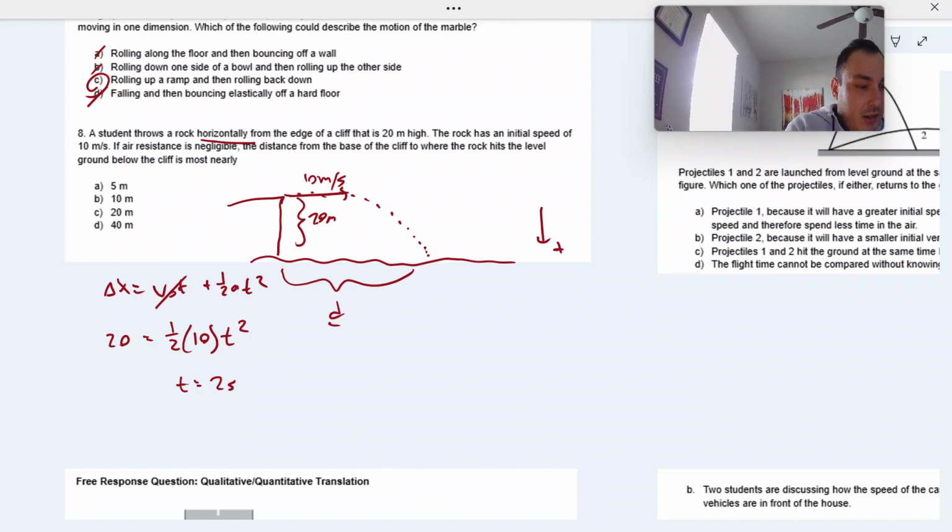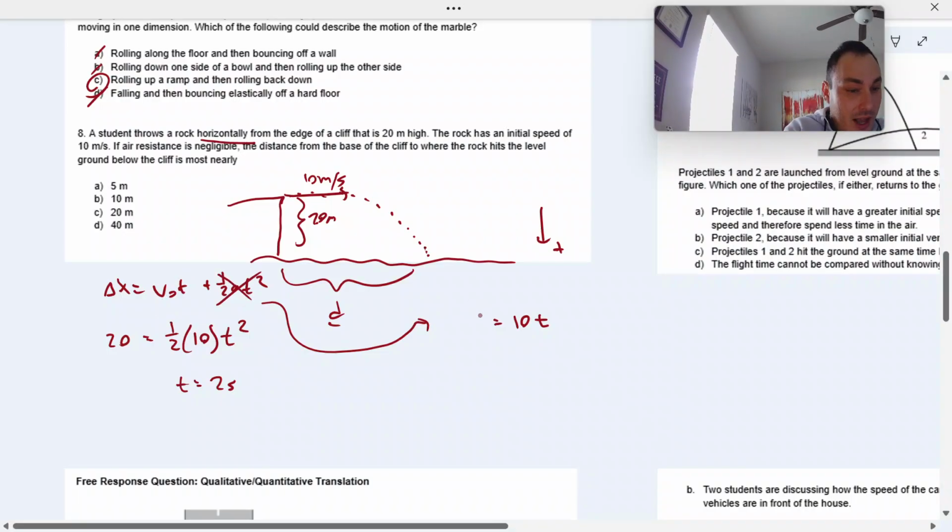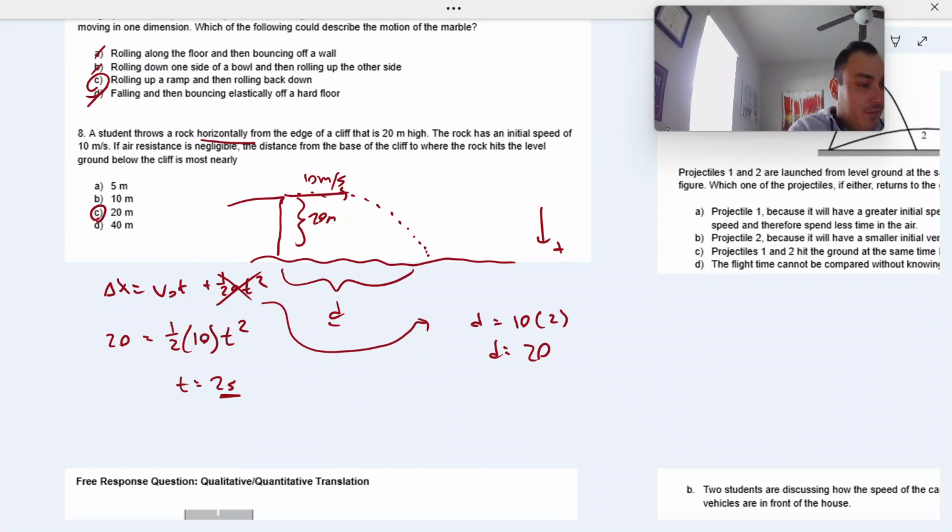Now we can look at this in the x direction. In the x direction, same equation. Delta x, which is what we're solving for, is equal to v naught t. The initial velocity in the x direction is 10 meters per second, and there is no acceleration in the x direction, so that term goes away. Delta x is the distance we're solving for, and the time we just found was 2 seconds. So the distance is 20 meters.